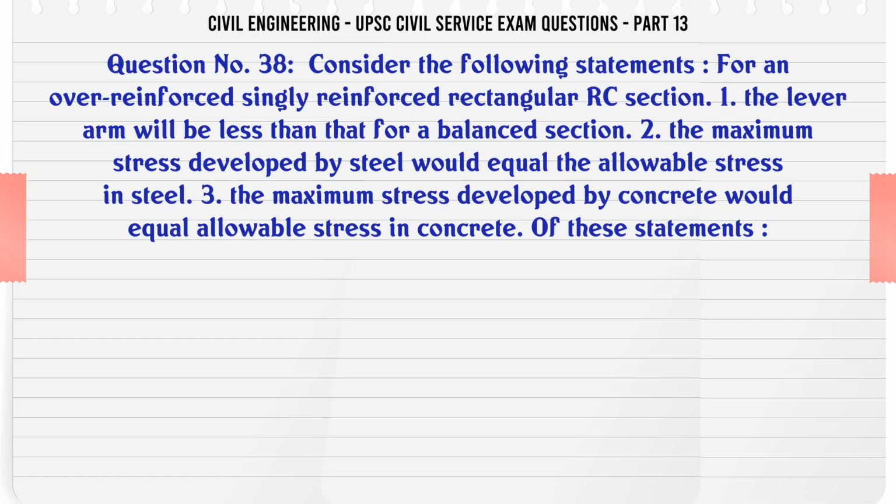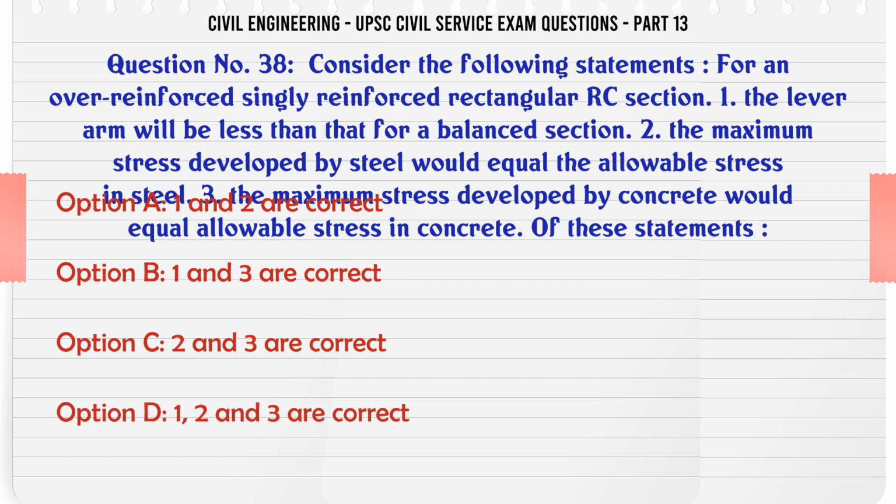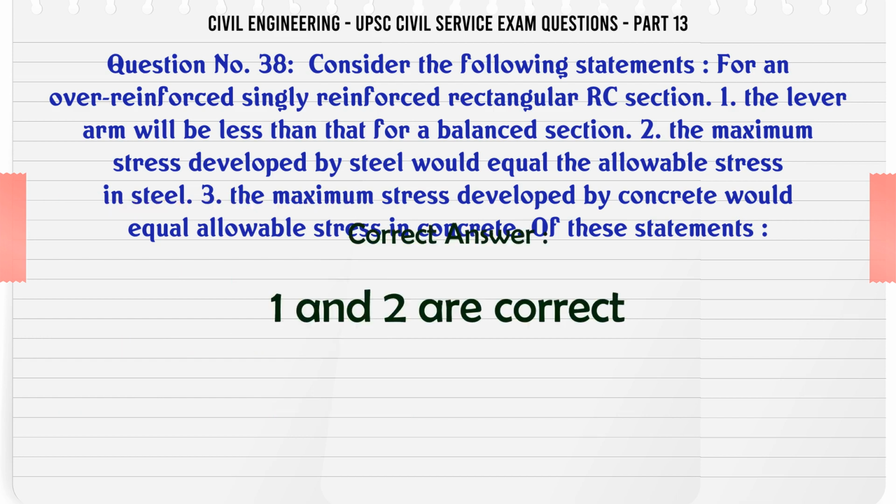Consider the following statements for an over-reinforced singly reinforced rectangular RC section. 1. The lever arm will be less than that for a balanced section. 2. The maximum stress developed by steel would equal the allowable stress in steel. 3. The maximum stress developed by concrete would equal allowable stress in concrete. Of these statements, A: 1 and 2 are correct. B: 1 and 3 are correct. C: 2 and 3 are correct. D: 1, 2 and 3 are correct. The correct answer is 1 and 2 are correct.